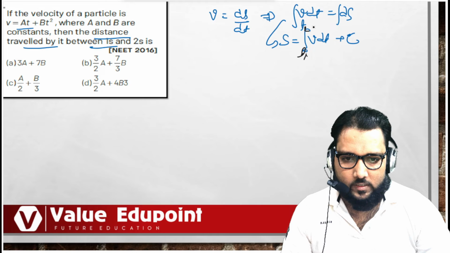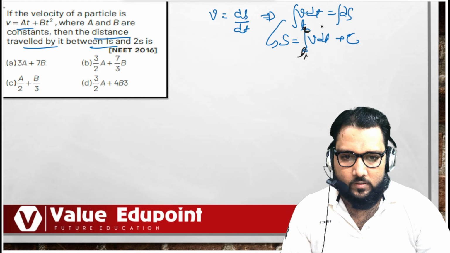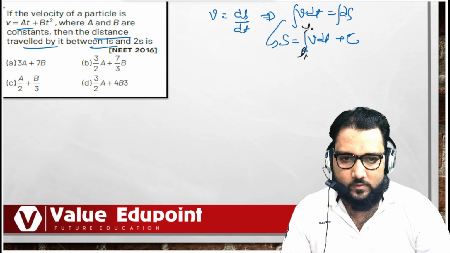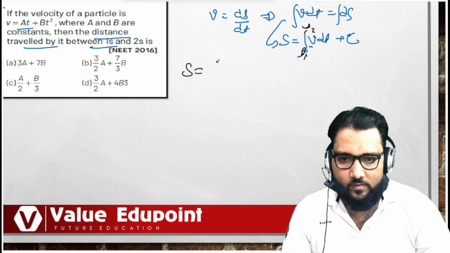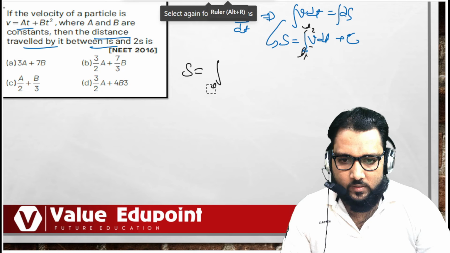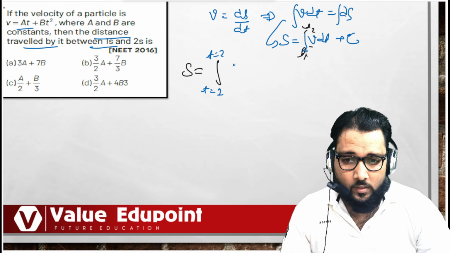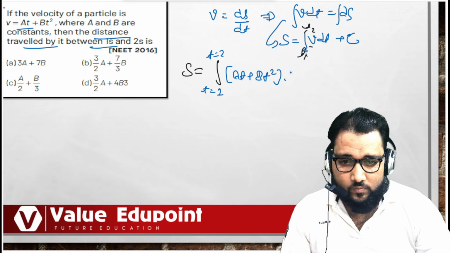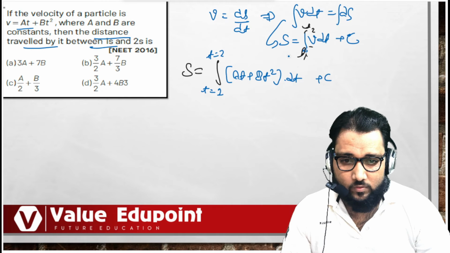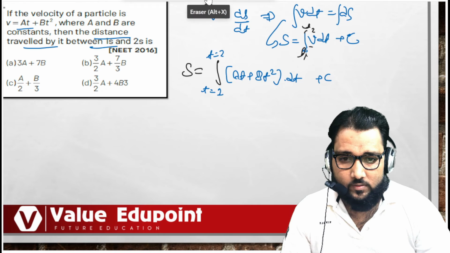This is basic mathematics guys, you have to learn it, otherwise it is very difficult. Is it okay, guys? We know the velocity in terms of time, so the limits go from t1, and we know the value of the lower limit, that is 1 second, so t is from 1 second to 2 second. So now guys, put this value, a t plus b t square into dt plus some constant C. We will find out this value.